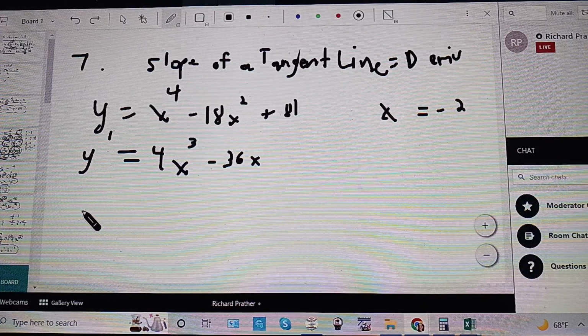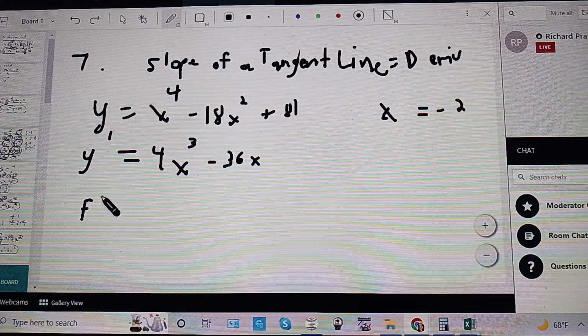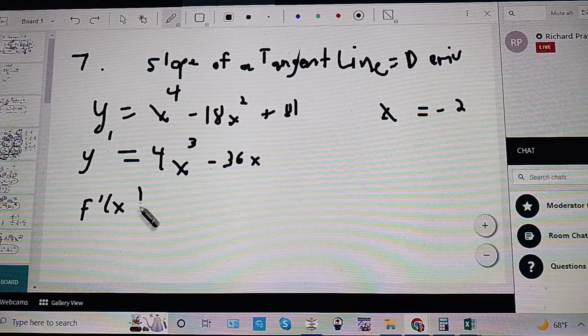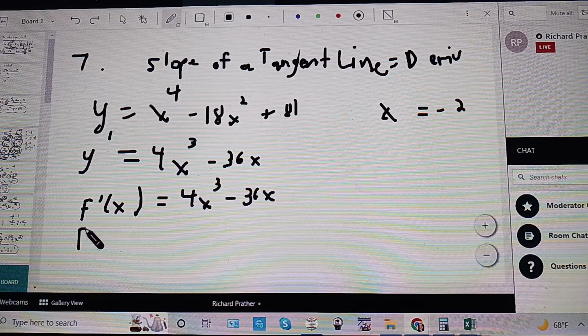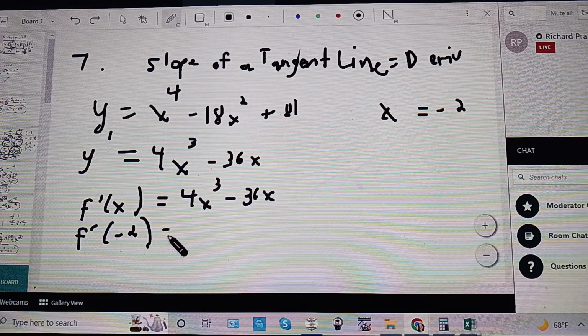So this is a reason for writing f prime of x. If we had written f prime of x for this answer instead of y prime, then it's easy to say, okay, I'm doing f prime of negative 2, especially when you have to plug in more than one of them.